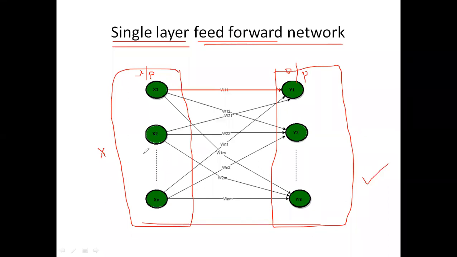Why? Because at the input layer stage, we are not doing any kind of calculations or computations. The input layer is just used to supply the inputs to this network. That's it. So that's why we are neglecting the input layer. Here we are considering only one layer, the output layer. That's why this particular network is called a single layer feed forward network.